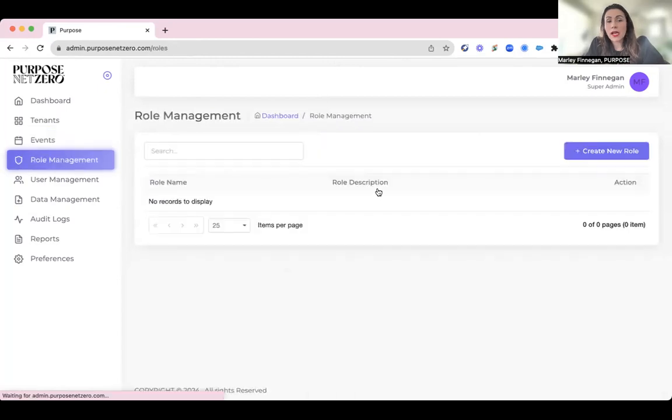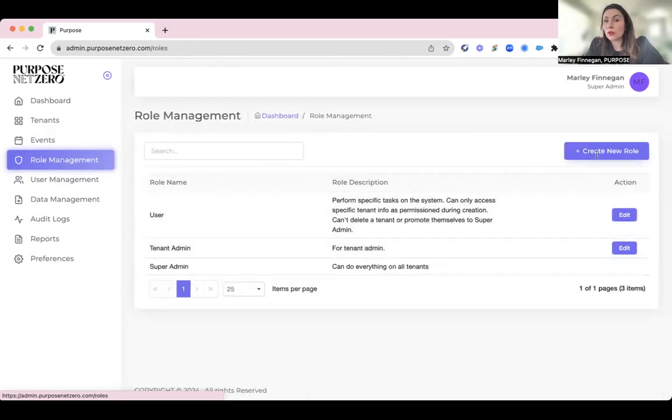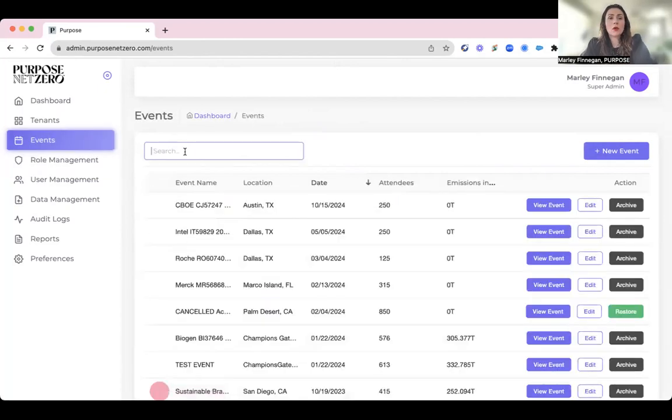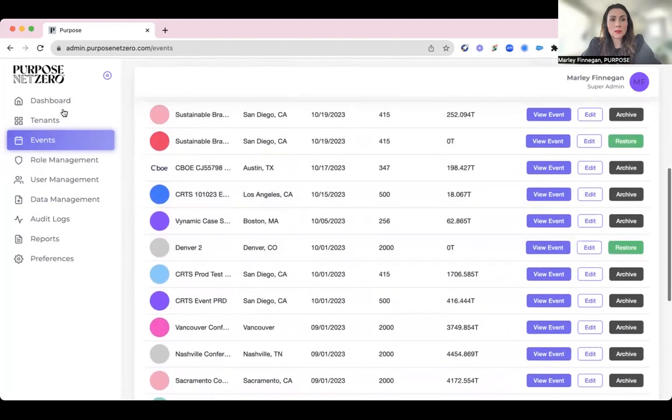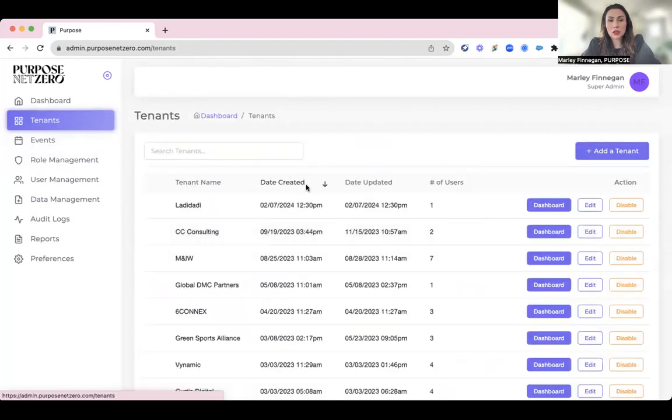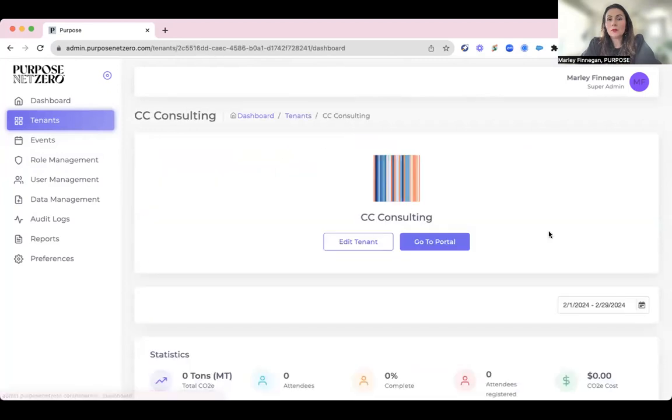So here then we have role management. This is where we create new roles for people. You'll see the different types of people we allow. Basically, a super admin is what I am. We can do everything on all tenants, tenant admin, and then the user are the main roles that are necessary for individual clients.